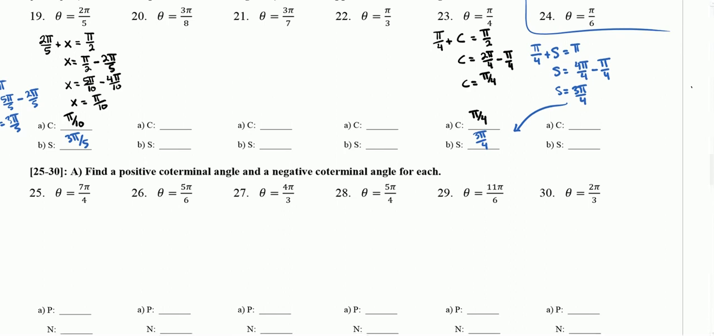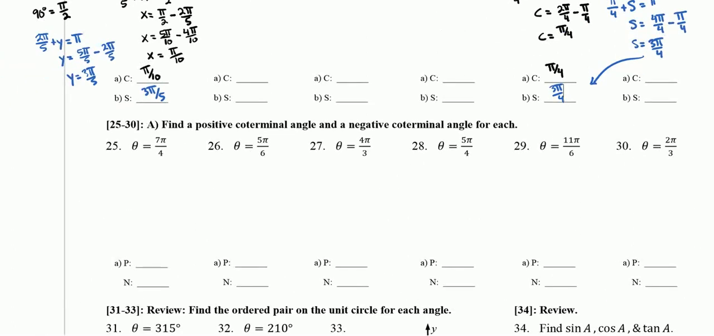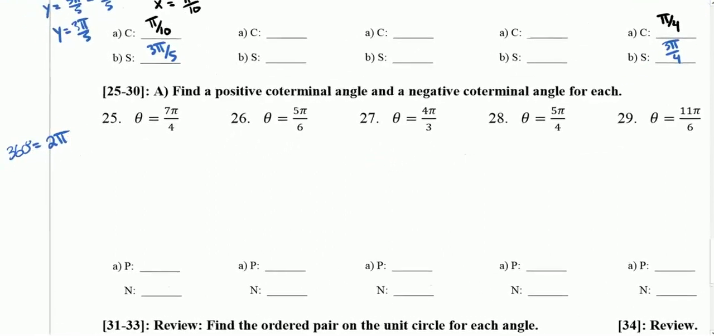For 25 to 30, we're to find a positive coterminal angle and a negative coterminal angle. We did this, I think, in the second worksheet, if I remember correctly. And what we did with working with degrees is we would add or subtract 360 degrees. Well, if pi is 180 degrees, then 360 degrees would be the same as 2 pi. And so we're just going to either add or subtract 2 pi, and we'll end up with a coterminal angle. So on 25, if I take 7 pi over 4 and add 2 pi, I will get a coterminal angle.